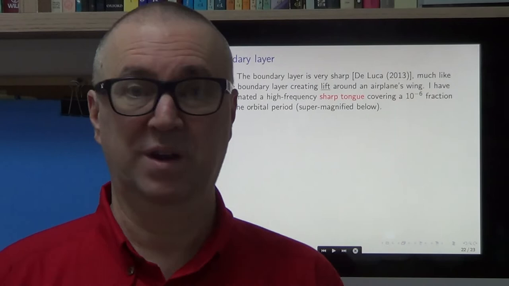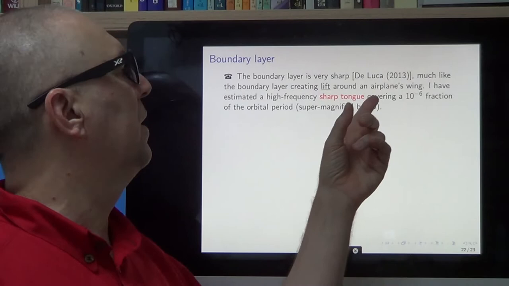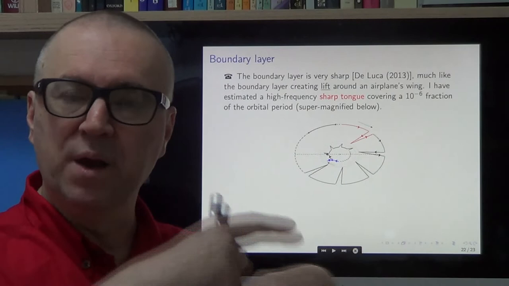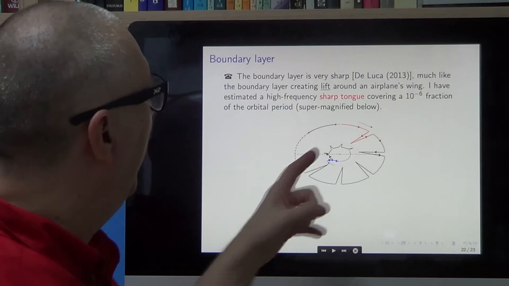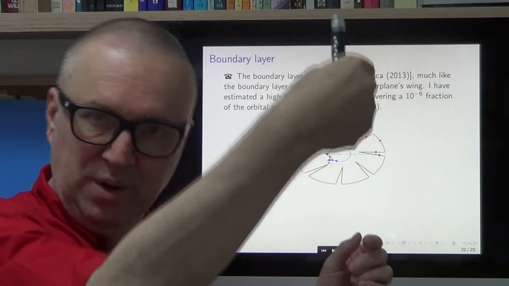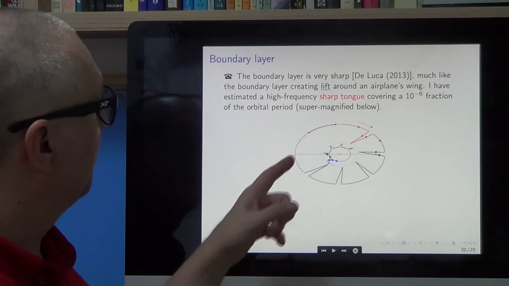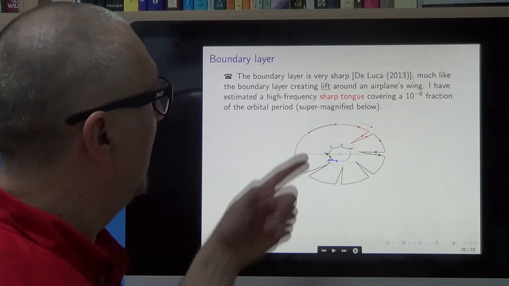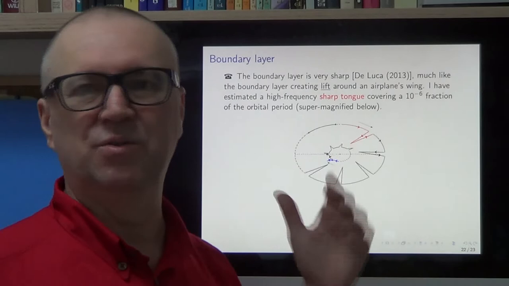Okay? I have estimated the high-frequency sharp tongue covering a 10 to the minus 6 fraction of the orbital period. It's super magnified here. So you have a low velocity two-body orbit of the hydrogen atom. It is highly unstable. I will give you the references for it. And whenever the electron stabilizes, it falls into the proton and starts to acquire a large velocity. This is the boundary layer, magnified. At some point it will have a collision at a distance with the proton. Then it will come back up. Okay? You can see about this in my 2013 papers. I have estimated atomic magnitudes with it.